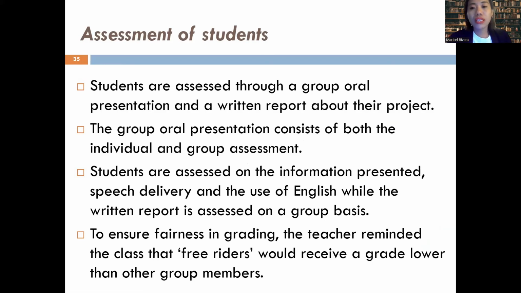The group oral presentation consists of both the individual and the group assessment, and students here are assessed on the information presented, speech, delivery, and the use of English, while the written report is assessed on a group basis. And to ensure fairness in grading, the teacher reminded the class that free riders would receive a grade lower than other group members. So these free riders did not participate or have not contributed any effort.